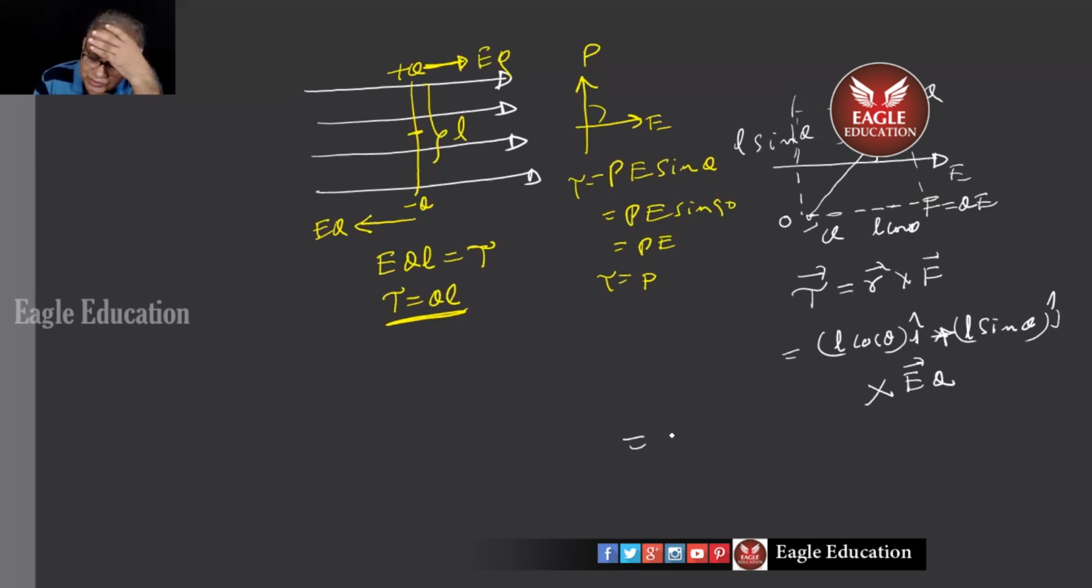But what is that now? L cos theta i cap plus L sin theta j cap cross. What is the direction of E, children, here? EQ i cap. It is in the positive X direction. So what is the cross product of this, children? I cross I is 0. Isn't it so? I cross I is 0 or not?